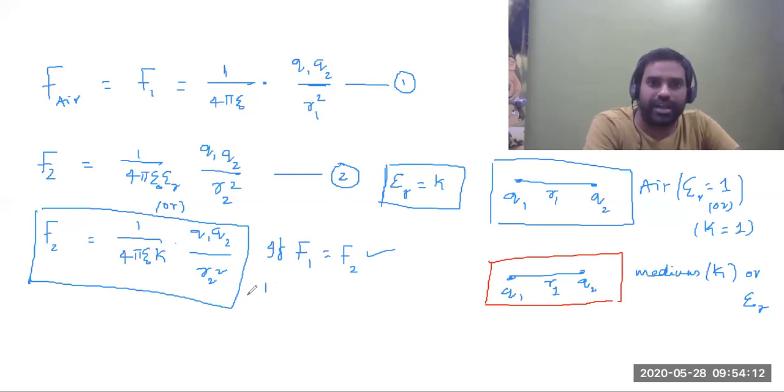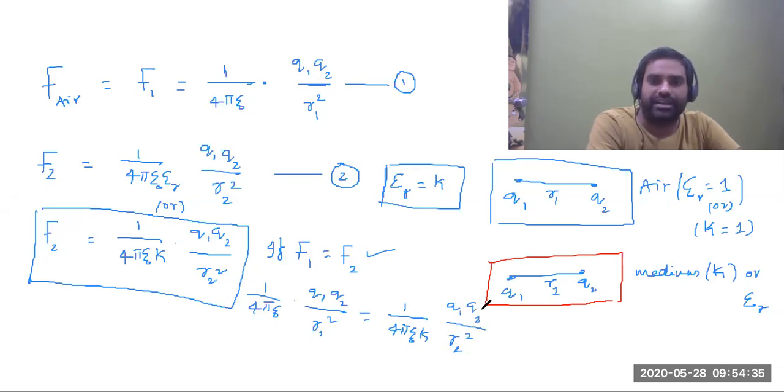If you equate 1 and 2, then what you are going to get: 1 by 4 pi epsilon naught into Q1 Q2 by R1 square must be equal to 1 by 4 pi epsilon naught into K into Q1 Q2 by R2 square. So Q1 Q2 get cancelled on both sides, friends. 1 by 4 pi epsilon naught gets cancelled on both sides. And finally, see the relation carefully. I can write R1 square is equal to K into R2 square. R1 square is equal to K into R2 square.